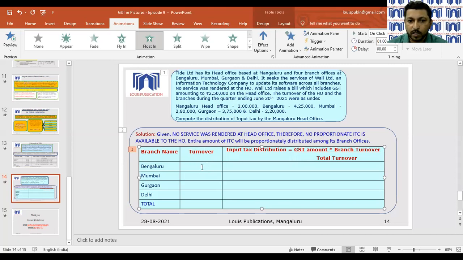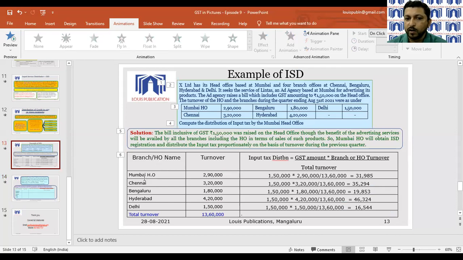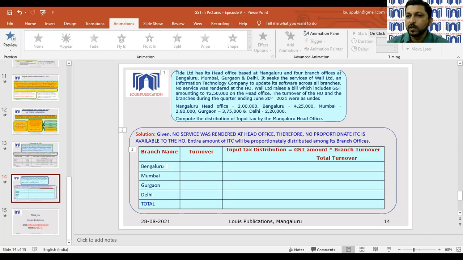So I have not recorded Mangalore anywhere. The head office at Mangalore is given, but I have not shown the head office here because it did not avail service. If I go to the previous problem, there was a mention of the head office name because the Mumbai head office also availed service. But over here, the head office based at Mangalore did not avail service. So the head office name does not appear over here.